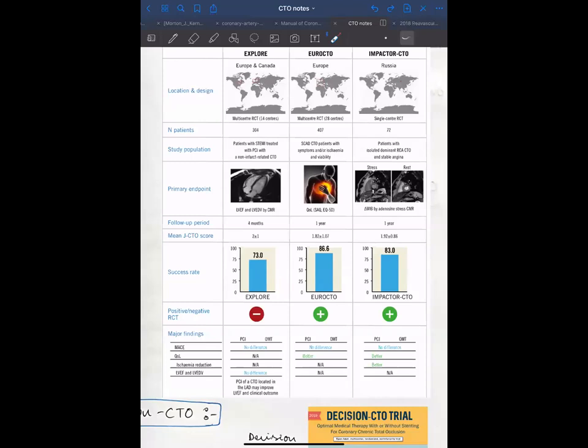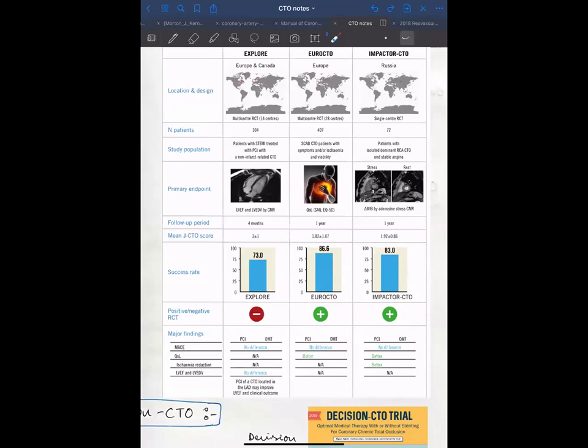So out of the trials which are there, Euro CTO and Impactor CTO have had positive results. Euro CTO has had a very interesting methodology: they randomized only after fixing the non-CTO lesions and making sure that only the CTO was pending, and despite that they still had angina.